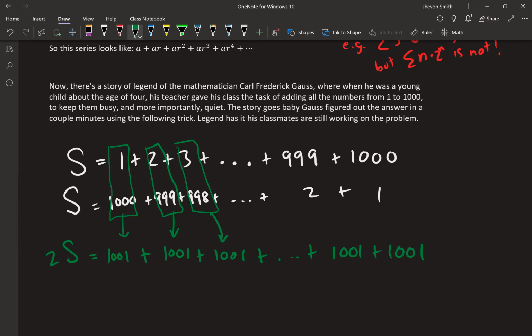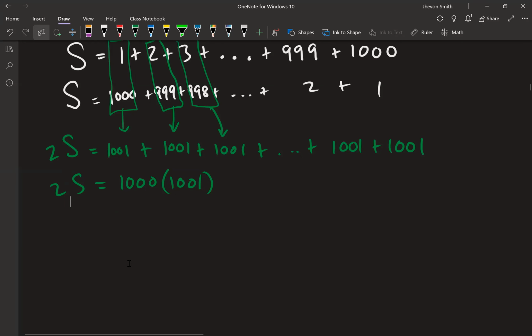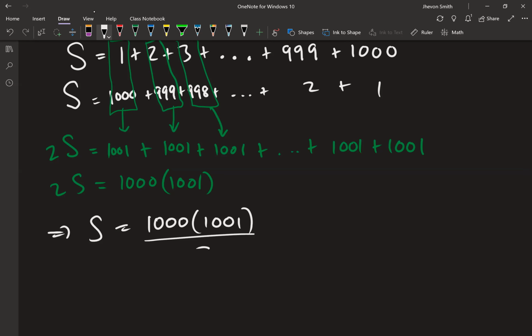How many 1,001s were there? Well, there are thousands of them. So there are 1,000 1,001s. And that is 2 times the sum that he wanted. So basically, to figure out the sum, your S is equal to 1,000 times 1001 all over 2. That is just 500 times 1001.